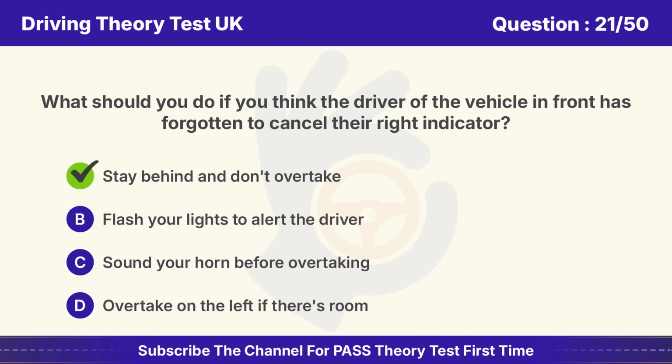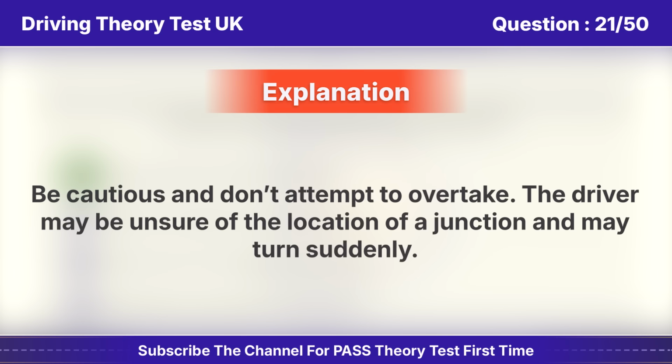Answer is A. Stay behind and don't overtake. Be cautious and don't attempt to overtake. The driver may be unsure of the location of a junction and may turn suddenly.